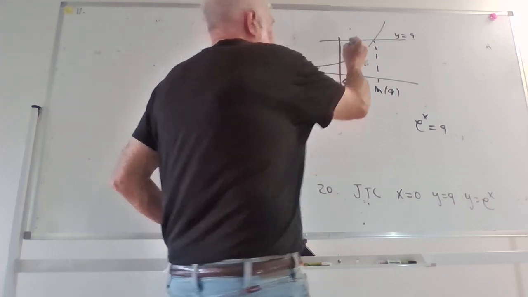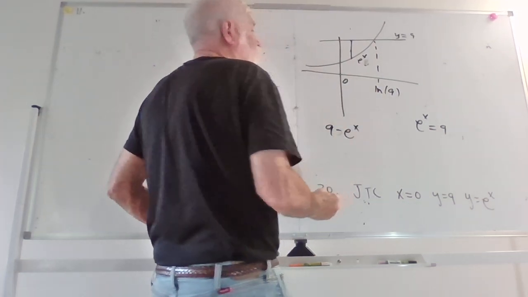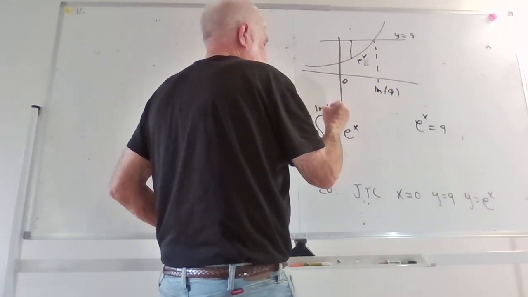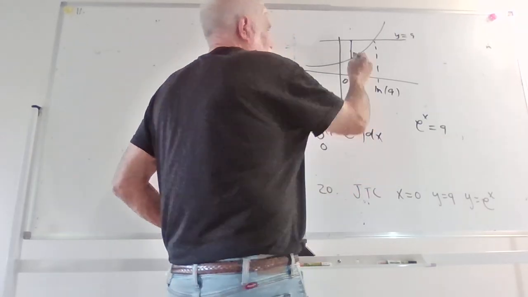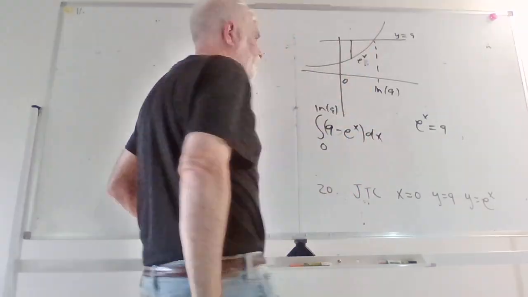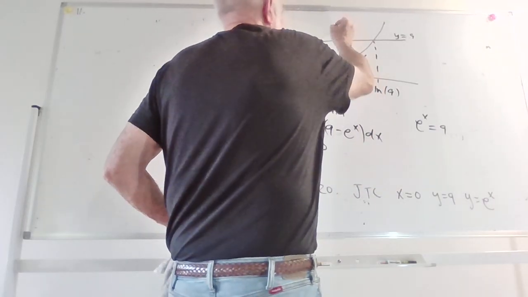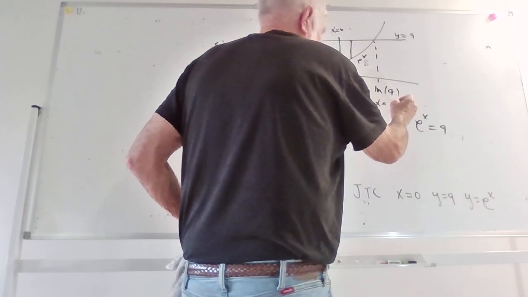So top minus bottom for one slice of bread is 9 minus e to the x. From what to what? From 0 to ln of 9, dx. There's the calculation that finds this area. First quadrant area, because x equals 0 is the y-axis. Right? That's x equals ln of 9.